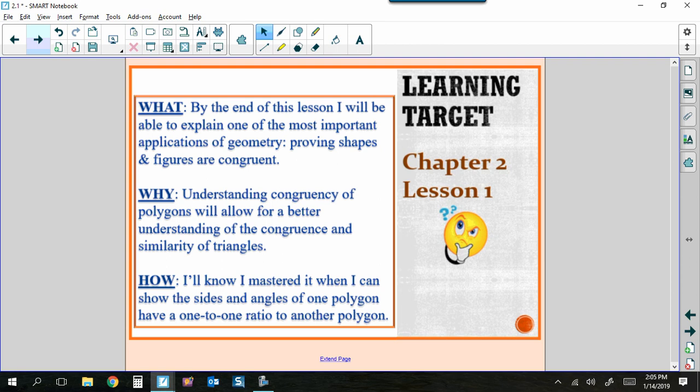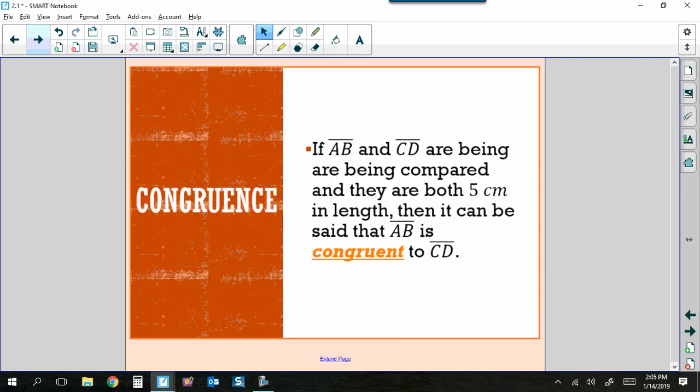Why are we learning this? Well, we need to understand congruency of polygons to allow us for better understanding of congruence and similarity of triangles. How will you know it? I'll know I have mastered it when I can show the sides and angles of one polygon have a 1-to-1 ratio to another polygon. All right, let's go ahead and get started.